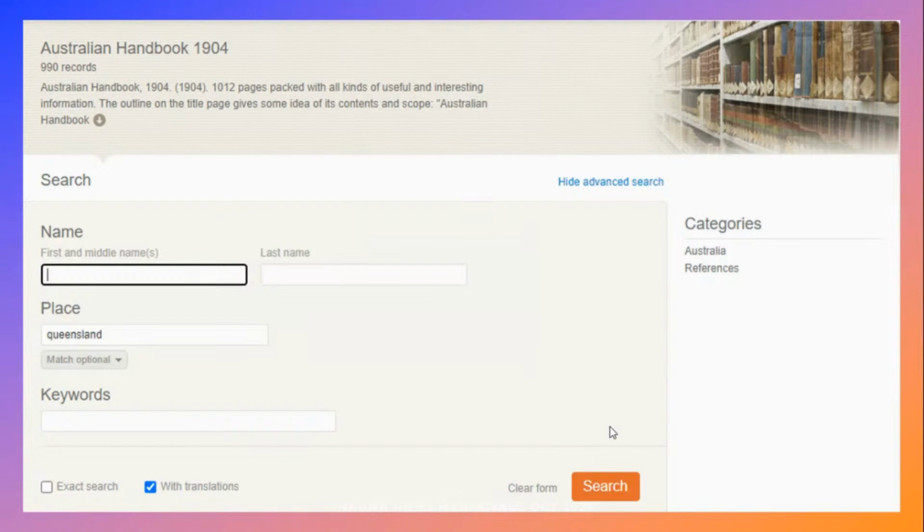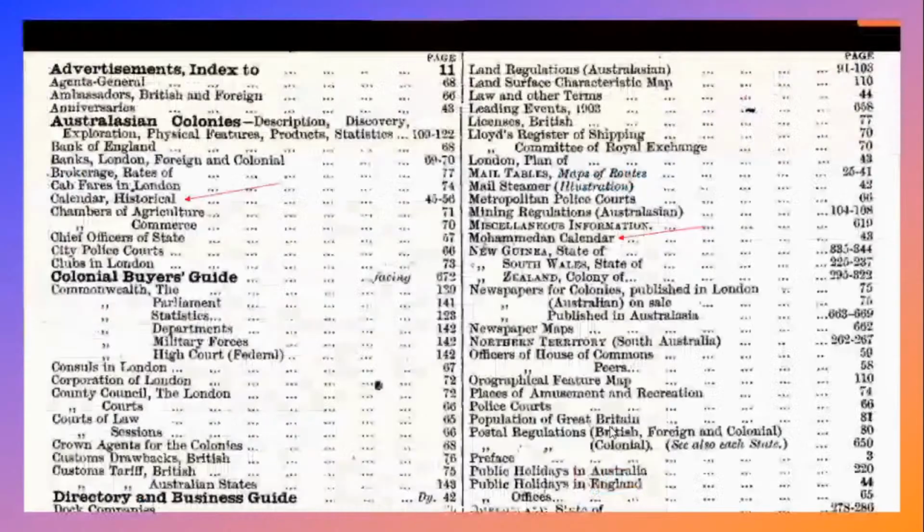The Australian Handbook, 1904. I focused a little bit around the 1900 mark because Australia came into being in 1901. That's when the colonies federated to become a country, but they continued to have their own separate systems except for functions that were more central, like military and telecommunications and that sort of thing. So with the handbook of 1904, this was all about attracting people out to Australia. And the key word or place that I've used in this example is Queensland. And it brings up in the contents page all kinds of things.